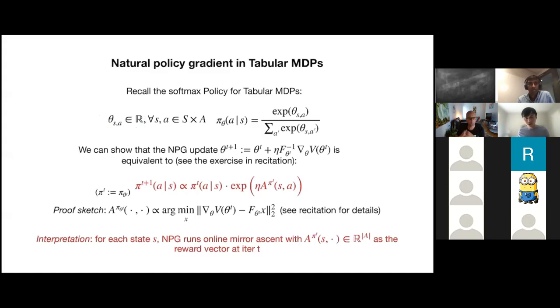The interpretation is that what NPG does is run an online mirror ascent algorithm state-wise. It initializes an online mirror ascent algorithm at every state and then uses the current policy's advantage function as the reward vector for iteration T. So at every state you just run a mirror ascent algorithm, using this advantage as the reward vector at time step T. And your hope is that you can convert the regret of online mirror ascent to the regret of this natural policy gradient algorithm.